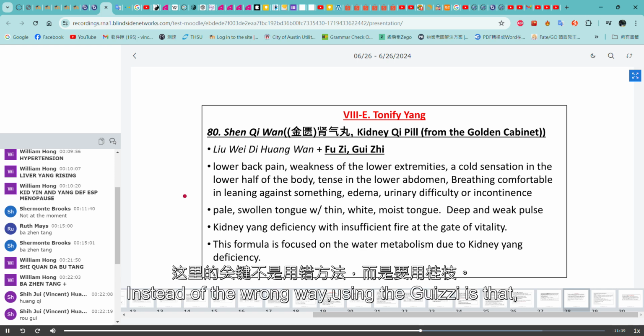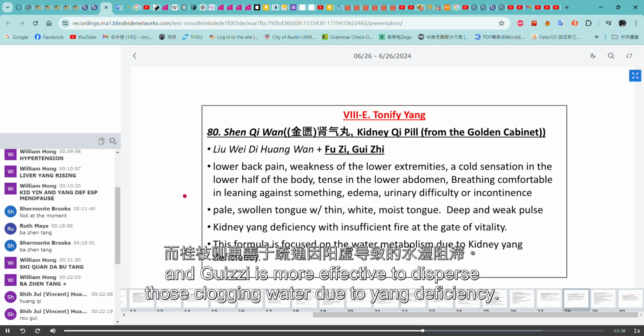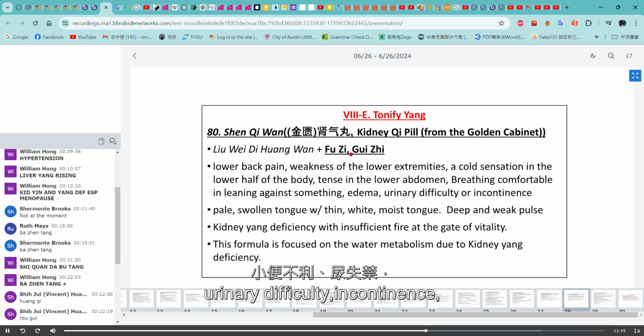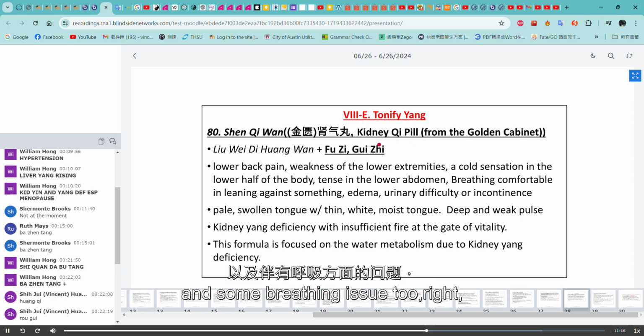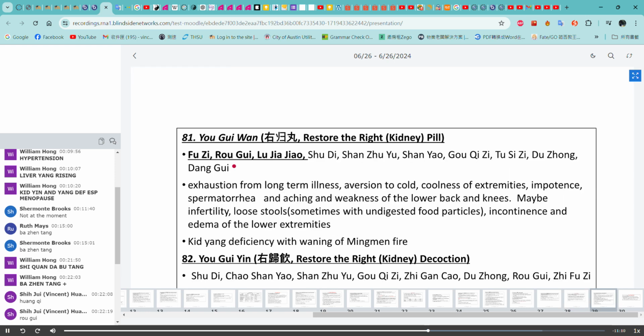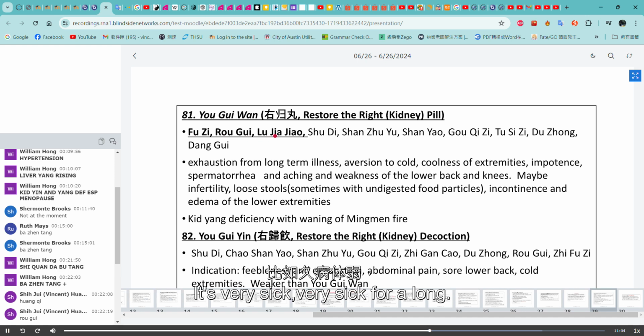Instead of Rougui using Guizhi is because Guizhi is more focused on body fluid and water metabolism, and Guizhi is more effective to disperse those clogging waters due to yang deficiency. Okay? So all the kidney yang deficiency with edema, urinary difficulty, incontinence, and some breathing issue too, right, due to kidney yang deficiency. And the Yougui Wan again is more like exhaustion from long-term illness. So it's very sick for a long time, and the yang is depleting. So Yougui Wan, Yougui Yin.